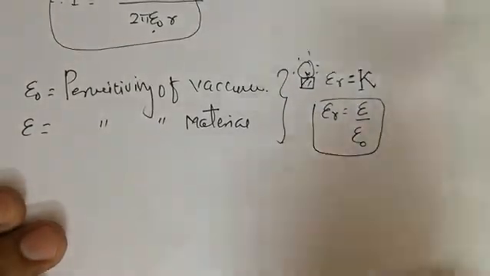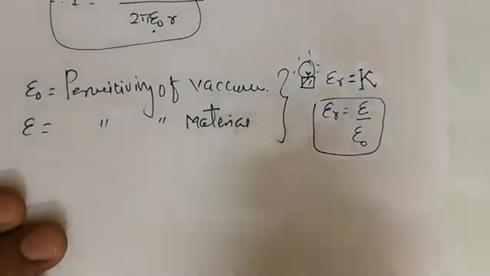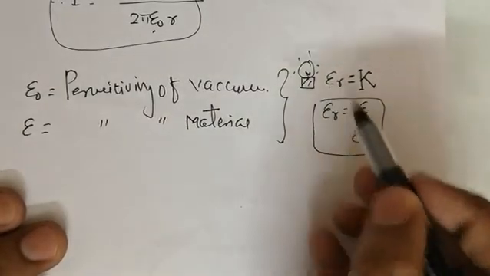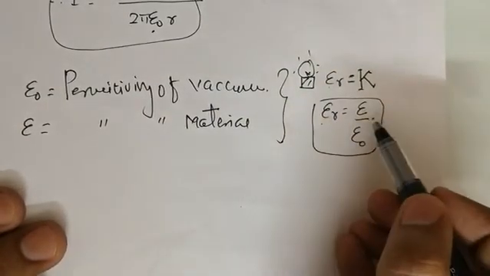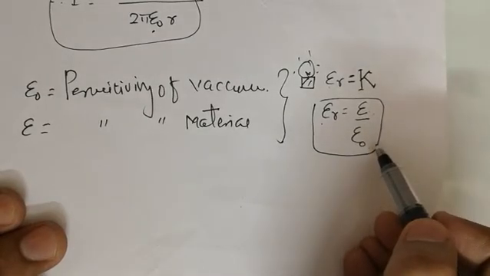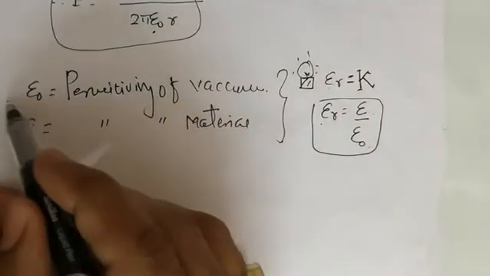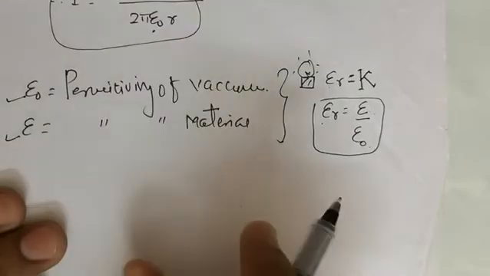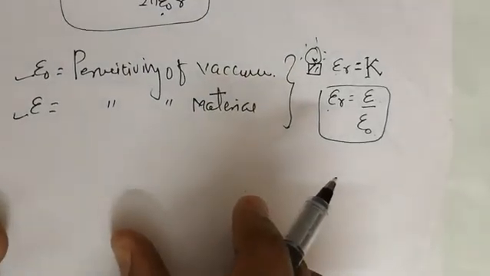In future, in chapters 4 and 5, instead of epsilon we will use mu. It is mu by mu naught, called the relative permeability. It is permeability because of the magnetic part. So we can use epsilon 0 and epsilon. Whenever we have a vacuum, we will use epsilon 0.